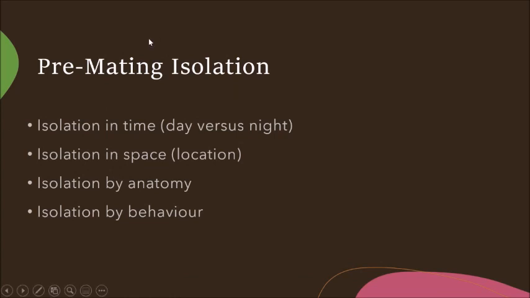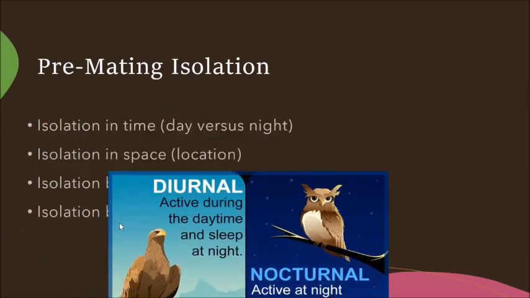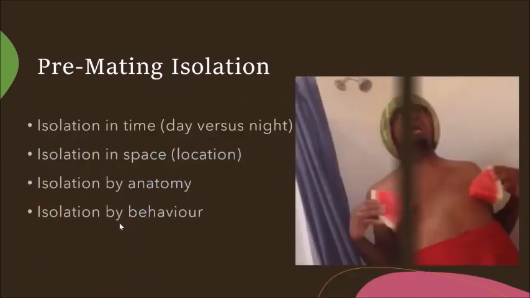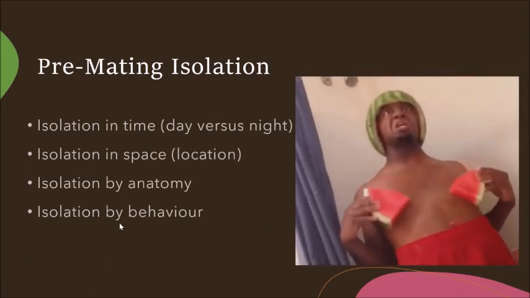So pre-mating isolation, we've already talked about. Isolation, day versus night. Isolation in location, so ecological. Anatomy, that's the structural, and behavior. So your day versus night, diurnal versus nocturnal. Or you might get something like this guy, who, let's be honest, behaviorally is unlikely to ever successfully reproduce.